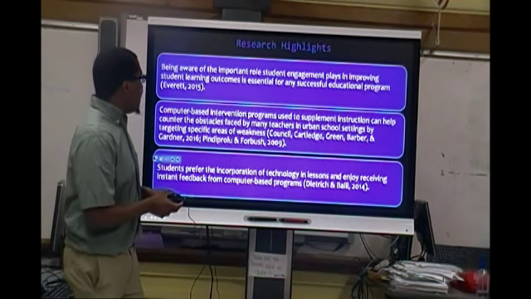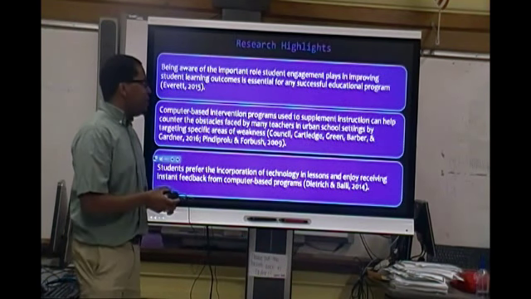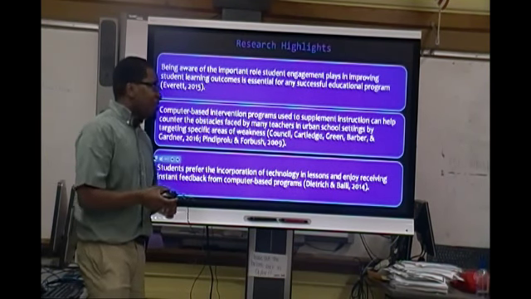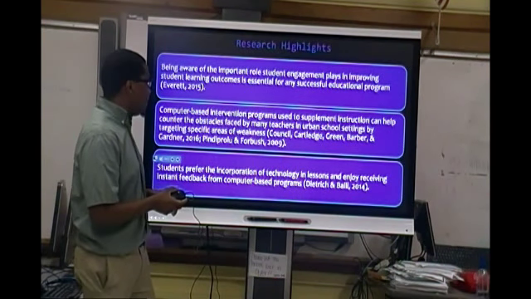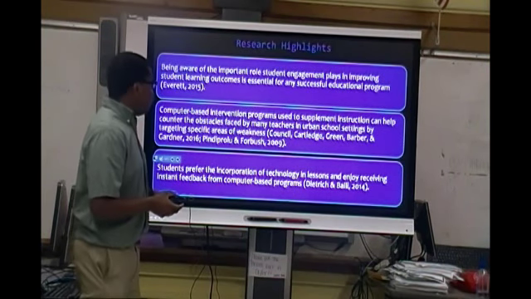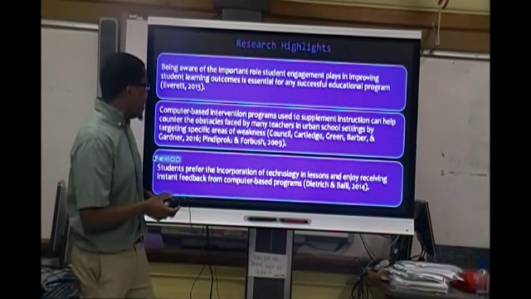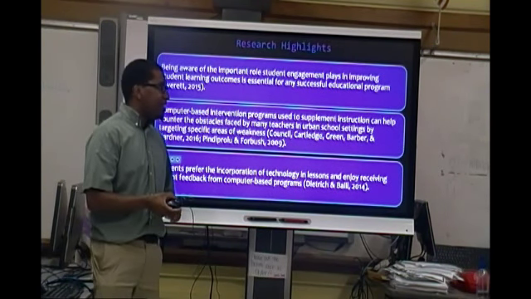Another quote, computer-based intervention programs used to supplement instruction can help counter the obstacles faced by many teachers in urban school settings by targeting specific areas of weakness. And students prefer the incorporation of technology in lessons and enjoy receiving instant feedback from computer-based programs.